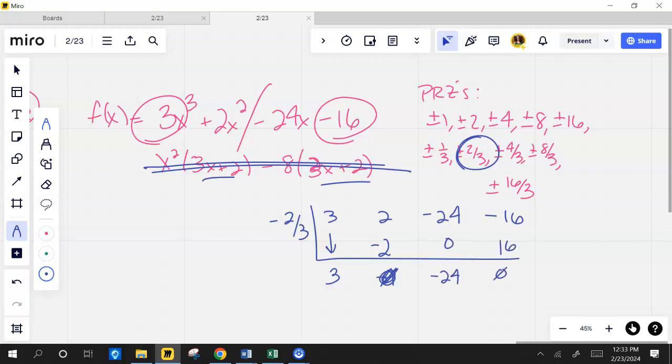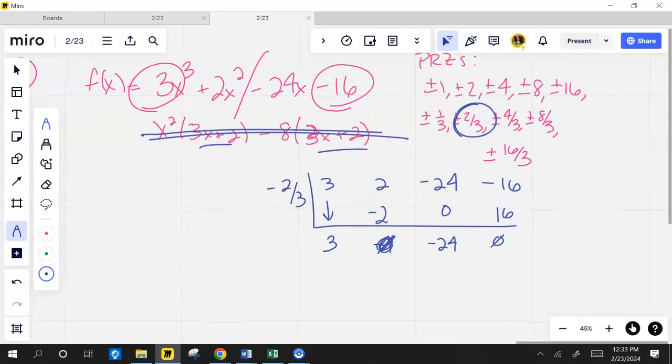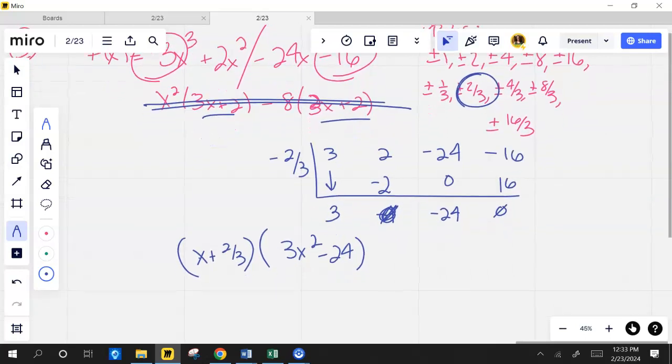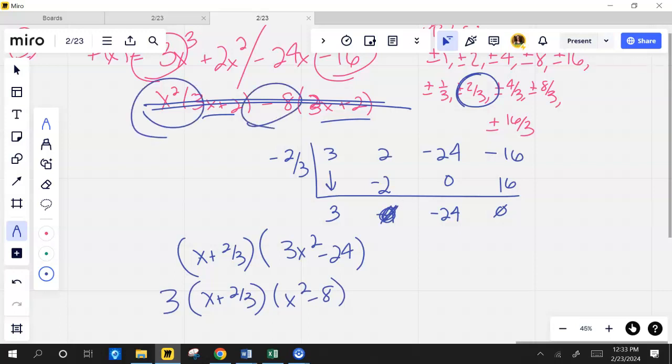16, which gives me 0. Now look what happens here. That means that I could factor this as x plus 2/3 times 3x squared minus 24 to be factored, right? And if I continue to factor this, I could take a 3 out of both of these, x squared minus 8, which is what I'd end up with here if I'd have factored.